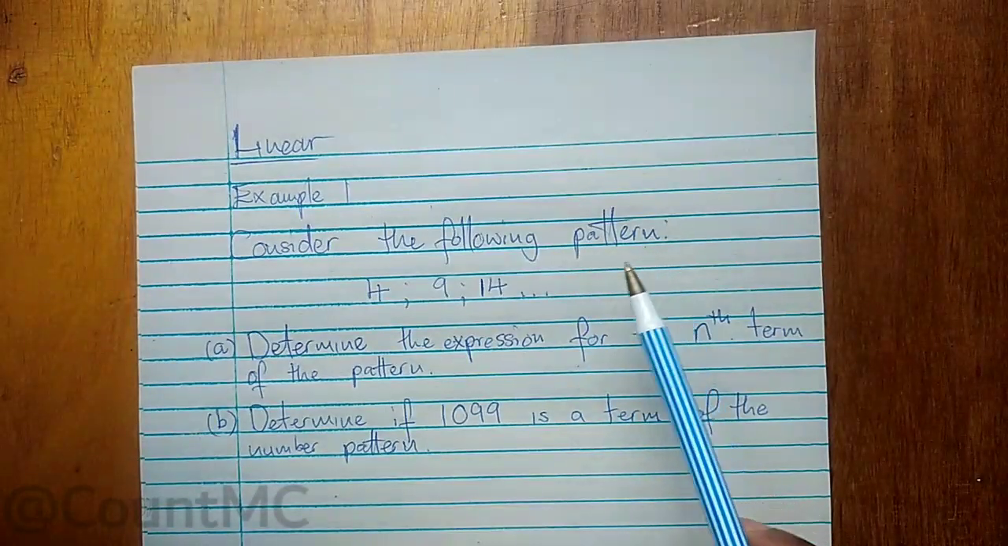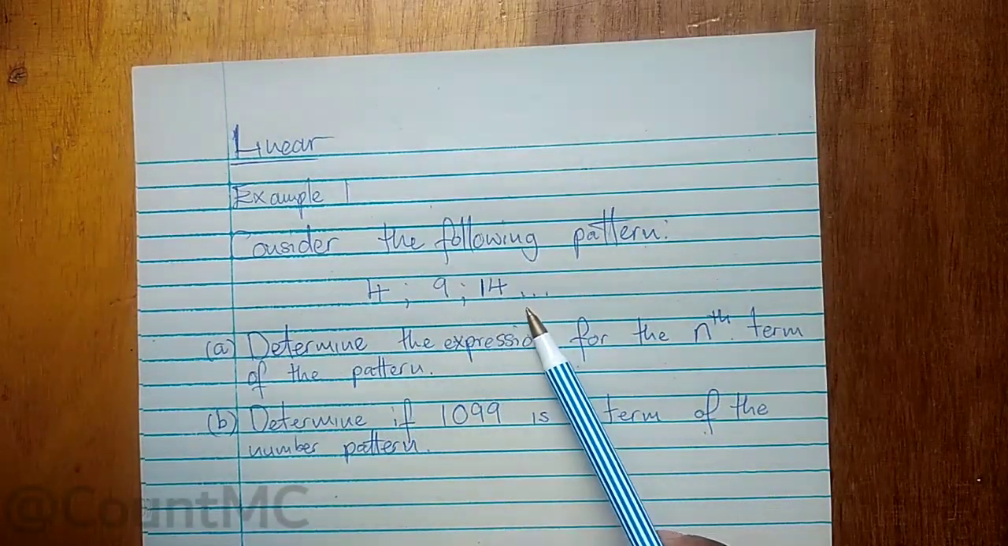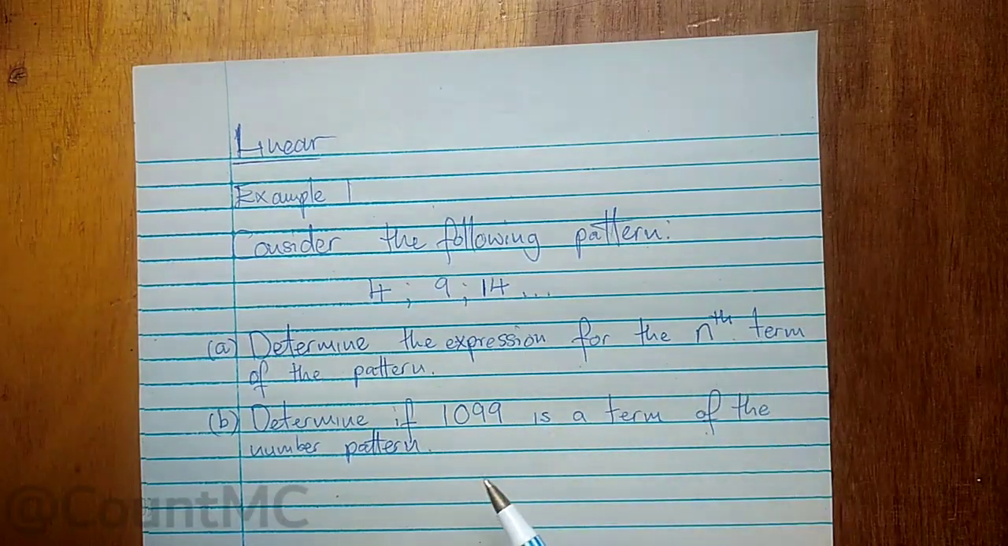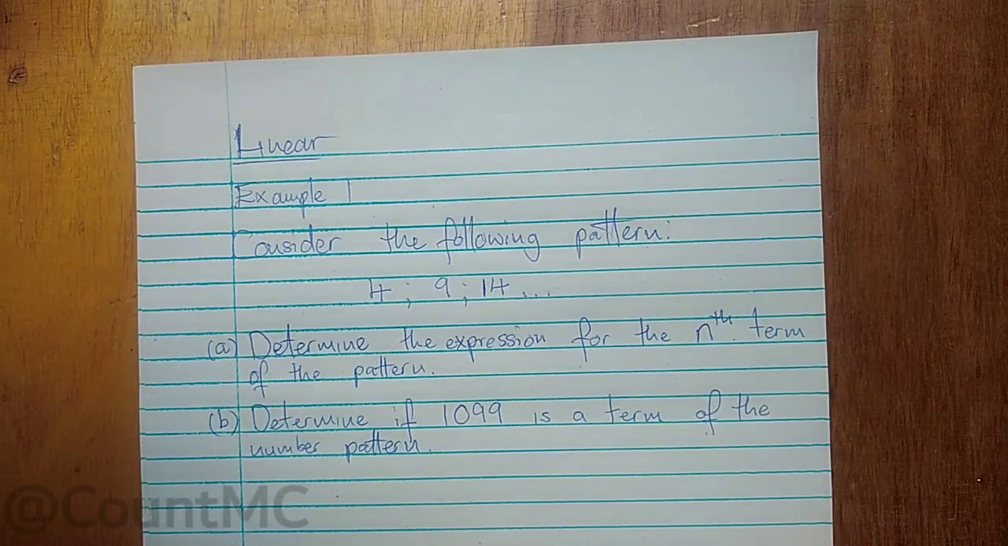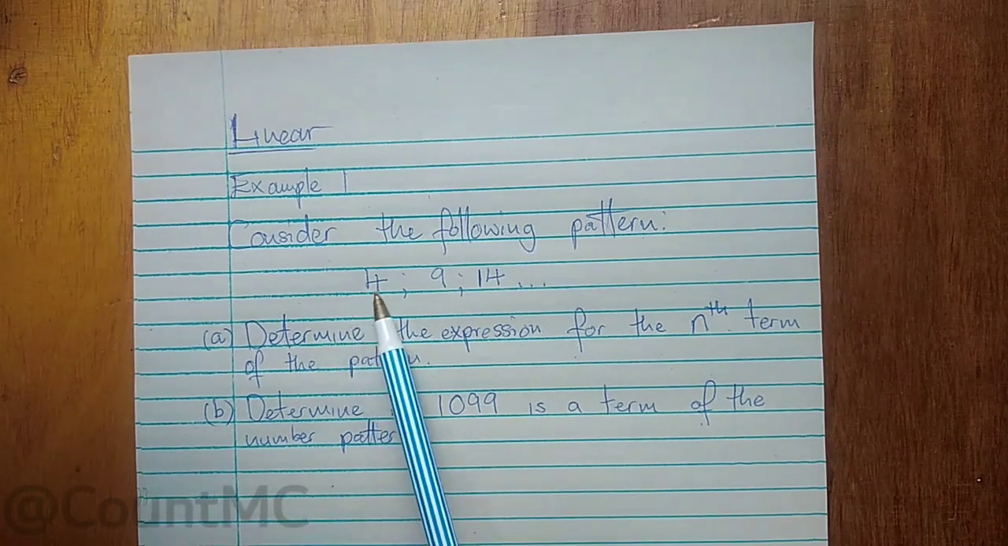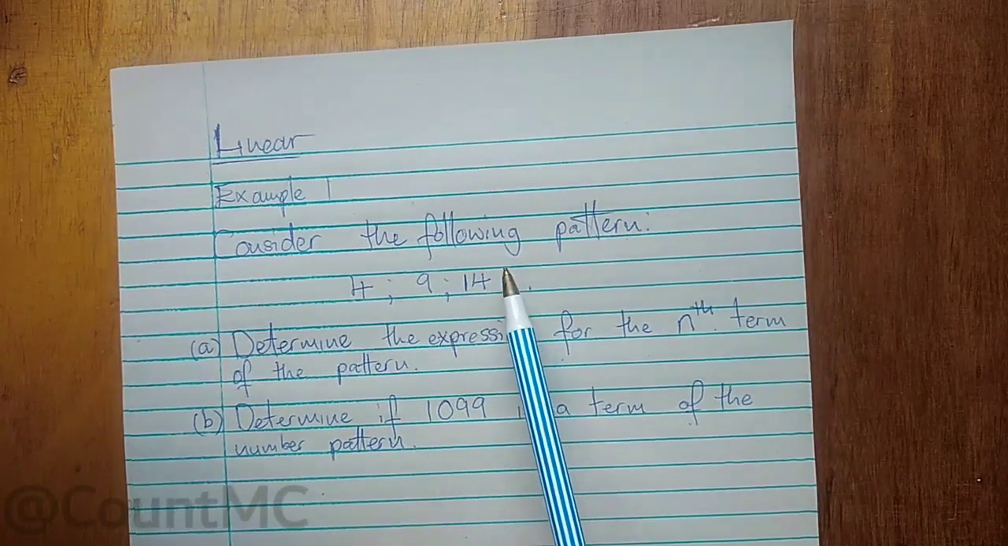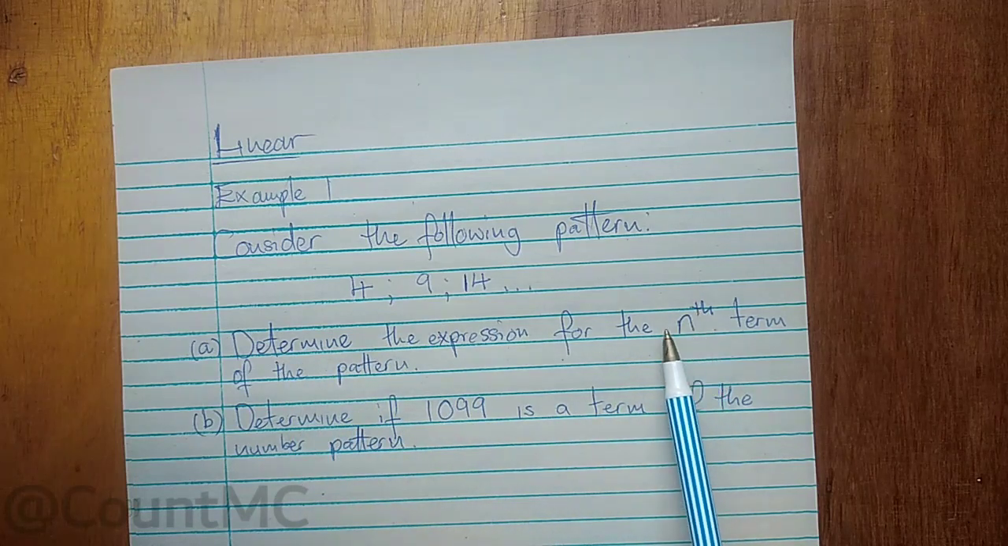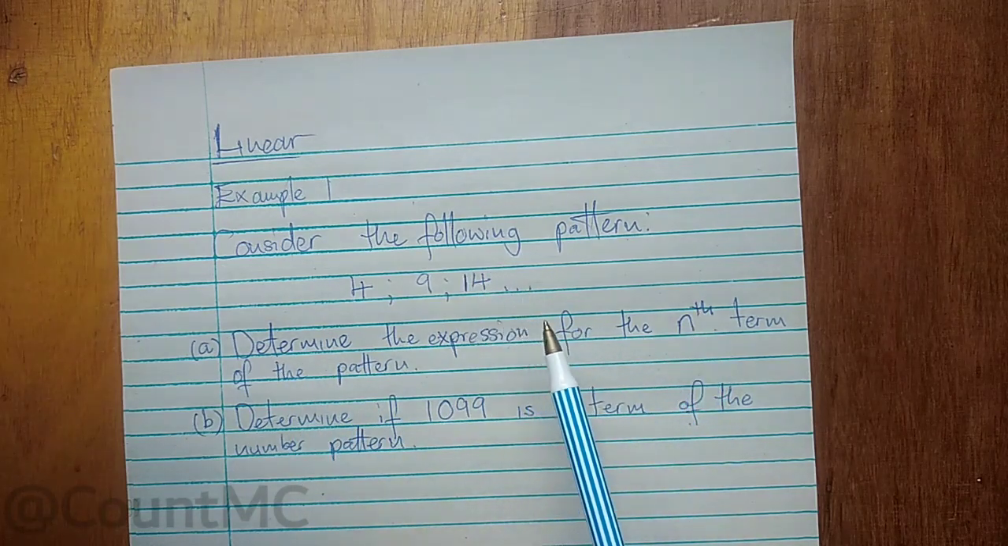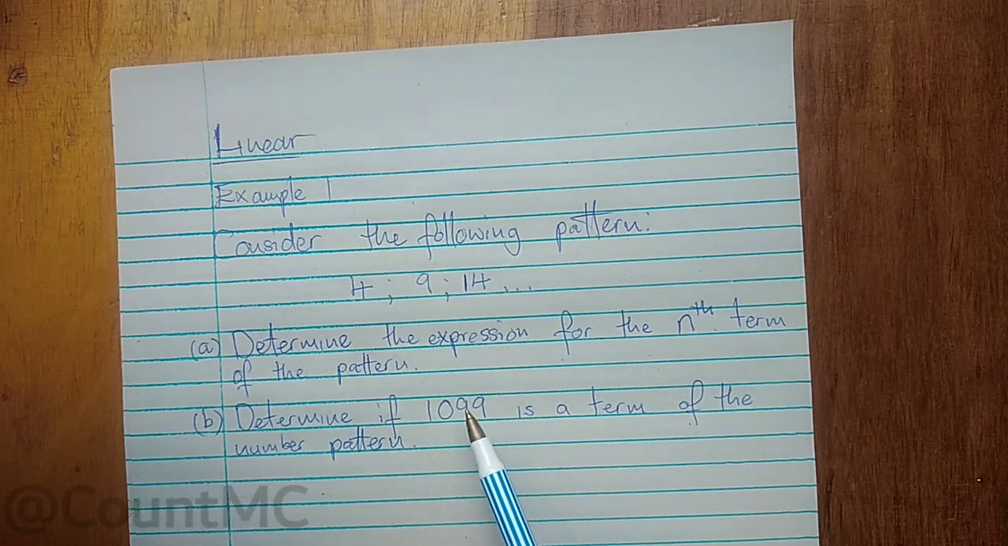Consider the following pattern: 4, 9, 14. Determine the expression of the nth term of the pattern. Determine if 1099 is a term of the number pattern. So basically what they are asking you is to find a specific equation that can help us to find any term. Then test that equation to see if any number given or any position given is part of the equation.